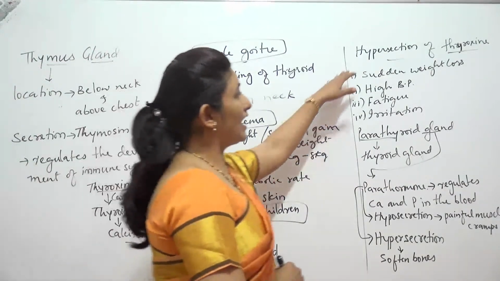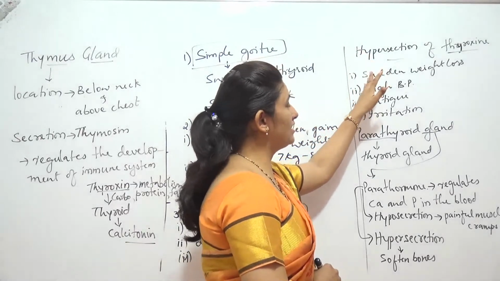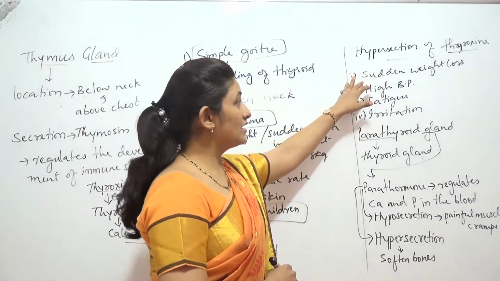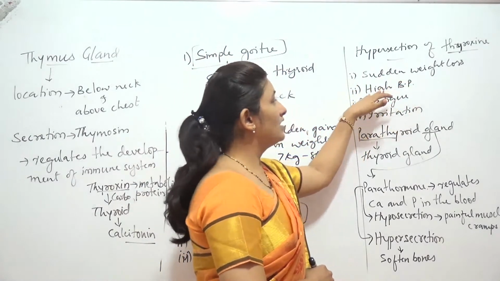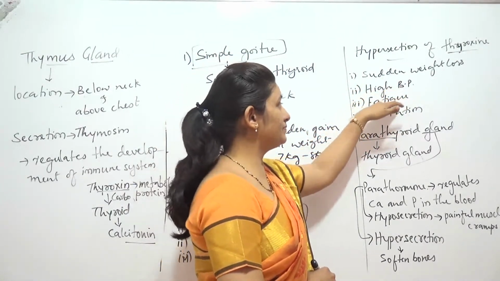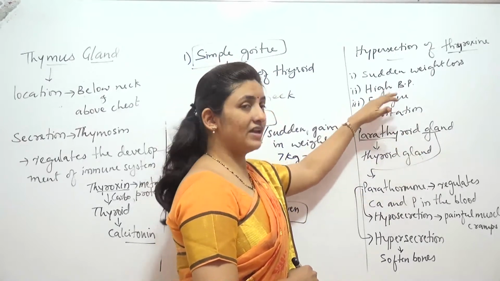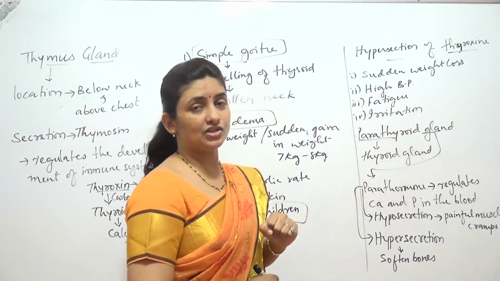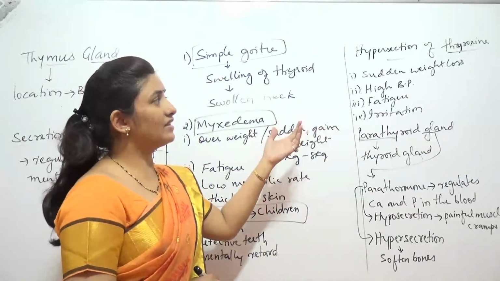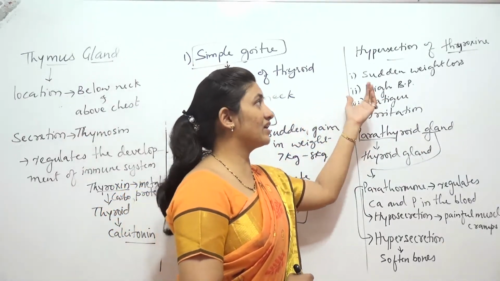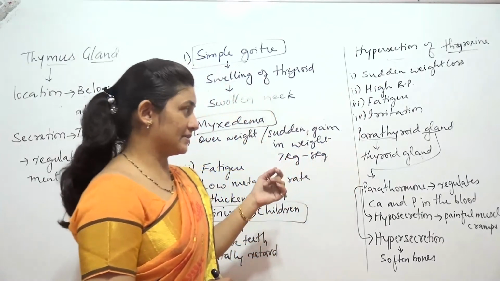Next, coming to the hypersecretion of thyroxine, we saw that it is the condition wherein the person shows weight loss, high blood pressure, nervous tension, fatigue, and irritation as the symptoms. Then we say that so and so person may have the condition of hyperthyroidism.